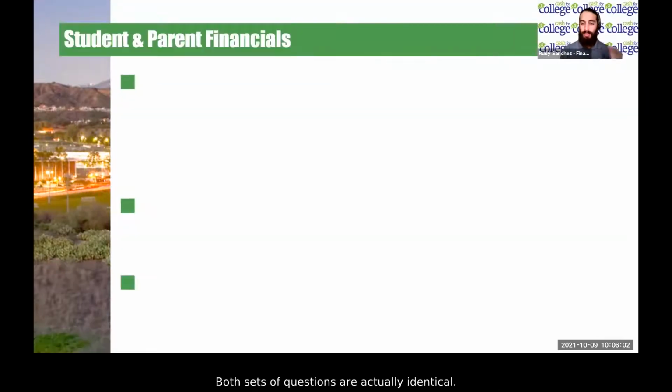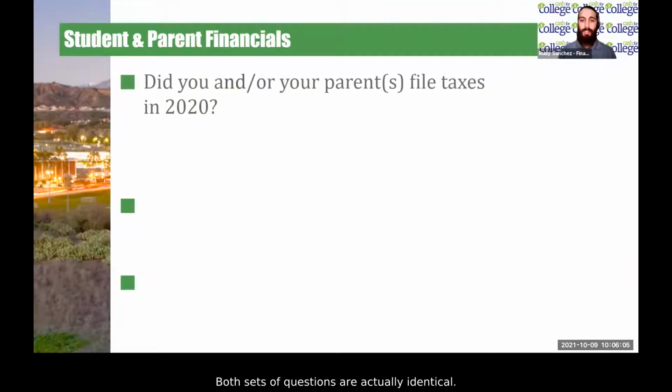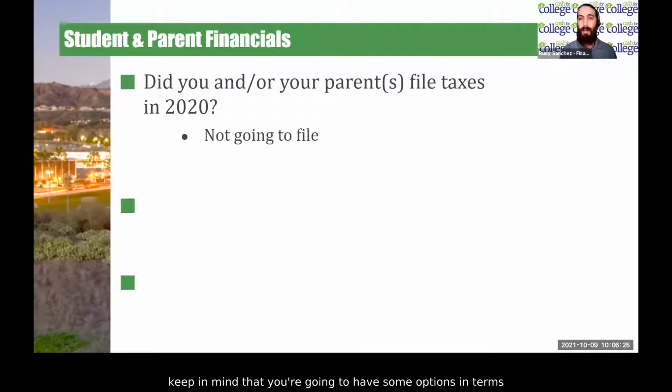Both sets of questions are actually identical. So as some general guidance, consider the way that you're answering these questions, whether it's you as a student or your parent, because the student and parent are asked the same exact questions. But if you as the student or your parent filed taxes in 2020, just keep in mind that you're going to have some options in terms of how you respond. So if you're not going to file, whether you as a student weren't required to file taxes in 2020, or the parent, you can say that on the application. You can say that you're not going to file.